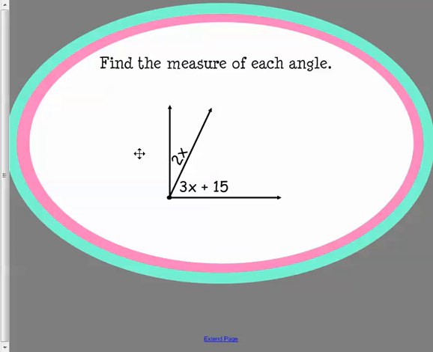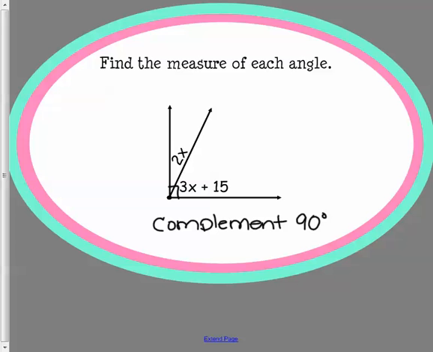Do me a favor and find the measure of each angle here. We know that the corner is formed here, which is a complement, and that is at a 90-degree angle. So let's see if we can figure this one out. Go ahead and try it, and I'll be back in just a second to show you what I did.